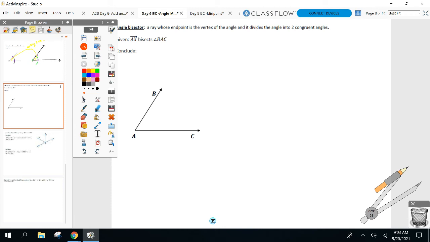It looks like just from your paper, we forgot to put in angle BAC. So why don't you guys just draw in angle BAC for me right now? Okay, angle BAC.